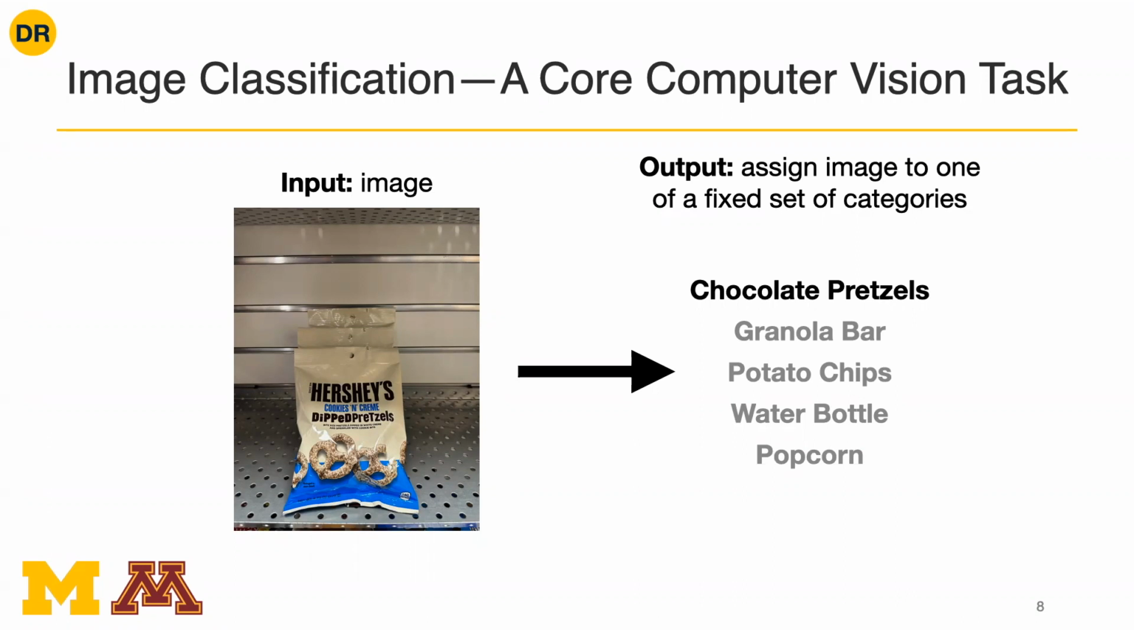A simple image classification example would be what you see in the slide. There is an input image, and what we expect out of an algorithm or a module or a neural network is to output a particular label out of a list of labels that we have provided. It's basically choosing the right answer given an input image. So in this case, it's the chocolate pretzels.